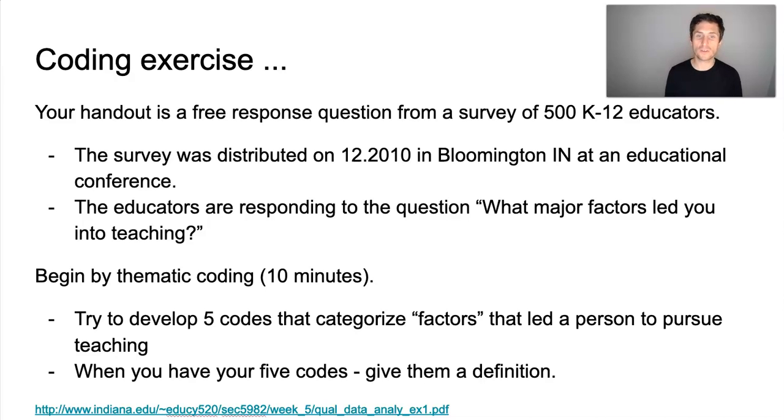One of your codes may be lifelong learning. Your definition for lifelong learning would be something like the person just really loved school and wanted to continue to be a part of it. We can imagine going through those 500 different responses and coding all of the ones that were in line with lifelong learning. So this is, I think, a nice way to start to see a set of canned examples, but real examples, that we can use to develop some skills around thematic coding and definitions.